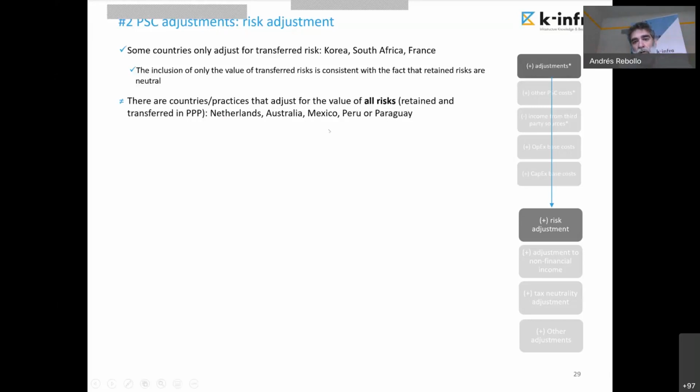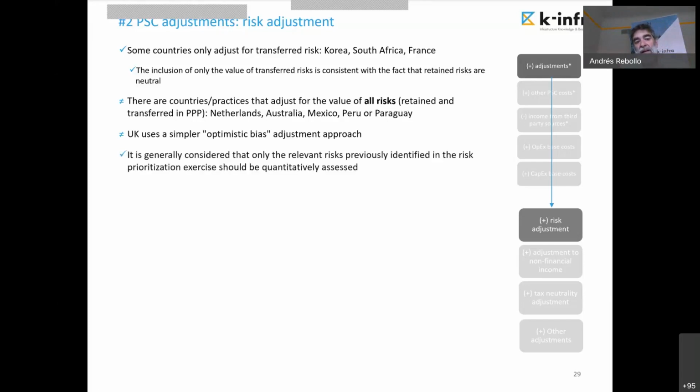Okay, so all risks in Netherlands, Australia, Mexico, Peru. In UK is different. In UK, they use just an optimism bias, a very simple, straightforward approach to punish the projections of the PSC, considering the concept of optimism bias, which is an approach of value of risks. Okay, generally, it is considered by everybody that only relevant risks, okay, previously identified in the risk prioritization exercise should be assessed. So it's very typical to ignore risks that are not very relevant.